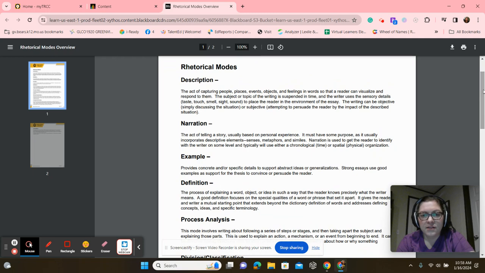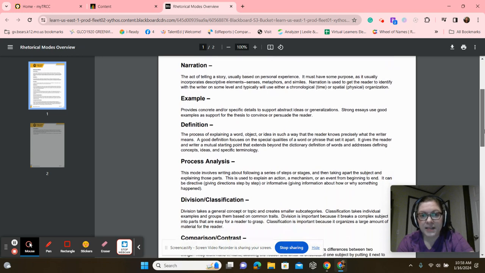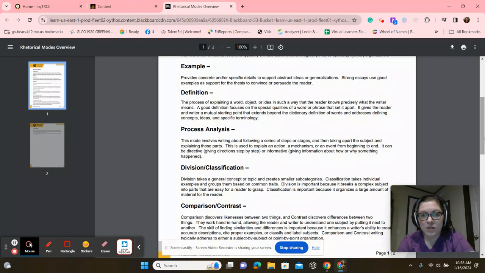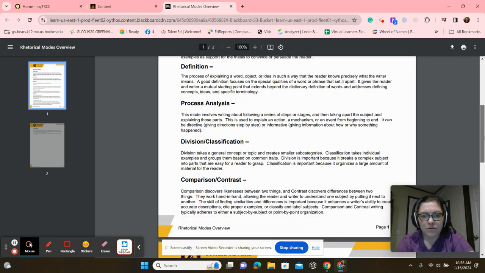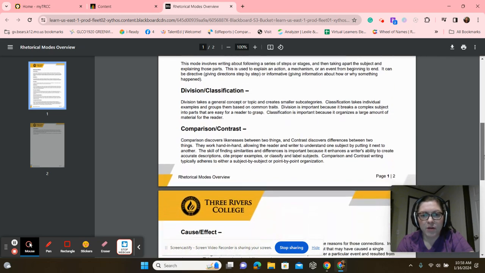So, for instance, the rhetorical mode of description, you are just describing something, describing an event, a place, an object. Narration is when you are telling a story. Examples are what they sound like, is when you are giving examples using different anecdotes, or you're giving specific details to support an idea using examples to convince or persuade someone. And you can go through the different types of rhetorical modes.